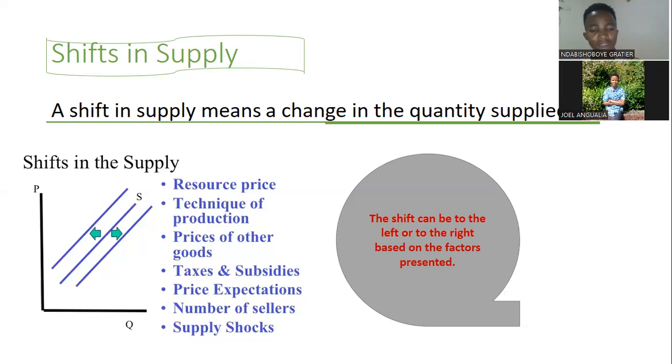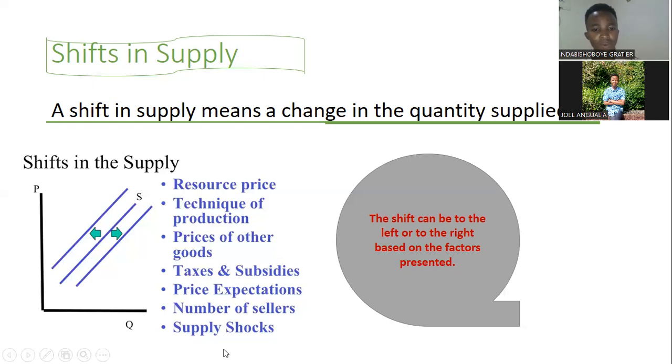The number of sellers in the market. Where there are many sellers or suppliers in the market, the quantity supplied of that commodity will increase. However, in a case where there are few suppliers or sellers in that market, the supply of that commodity will have to do what? To reduce, shifting it to the left.